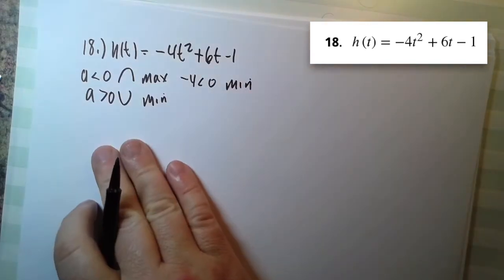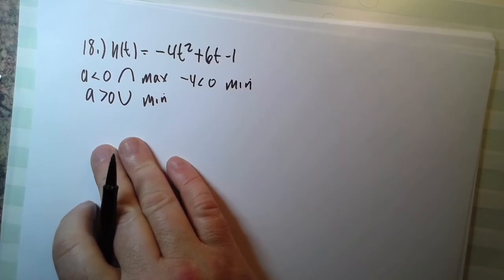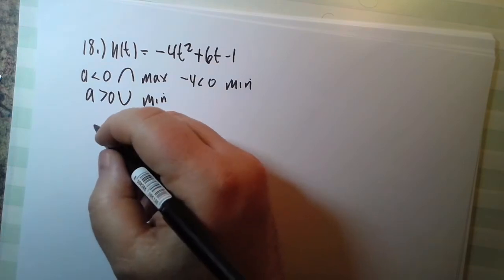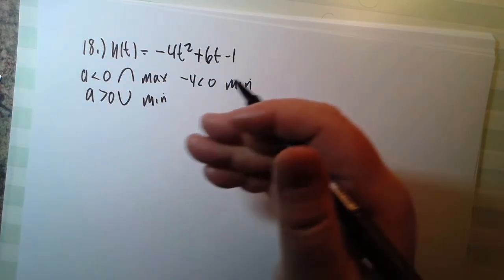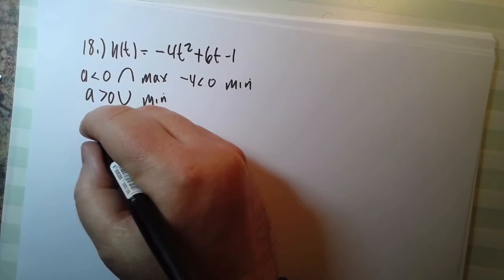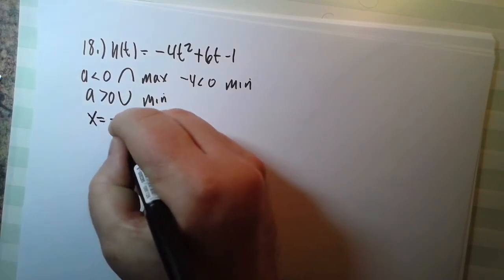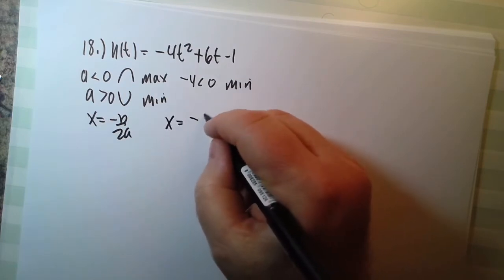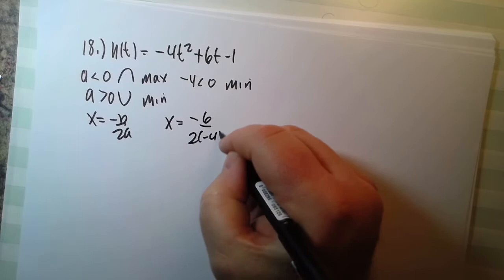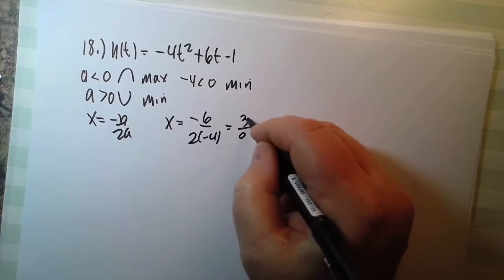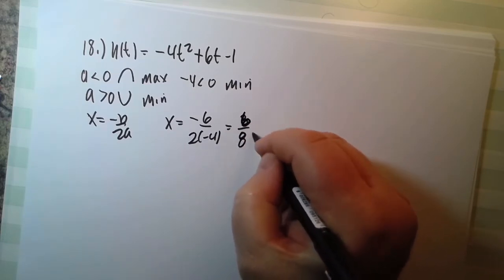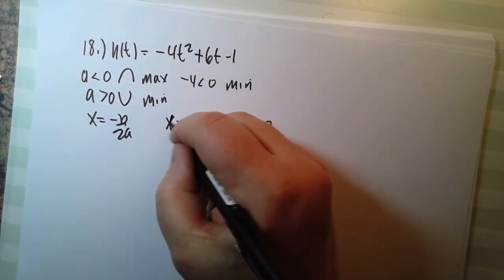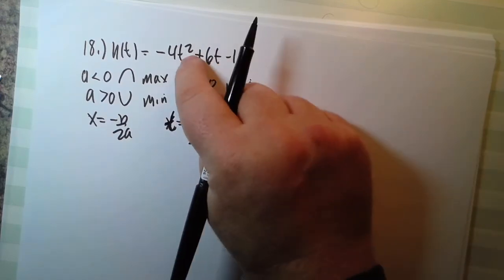Now if I want to know what the axis of symmetry is, and the actual value at that spot, we just need to find the vertex. The axis of symmetry is the x-coordinate of the vertex. So the axis of symmetry is minus b over 2a, so x would be minus 6 over 2 times negative 4, which is 6 over 8, which is 3/4. Or t in this case, because we're using t's, not x's, because that's the variable that's in here.